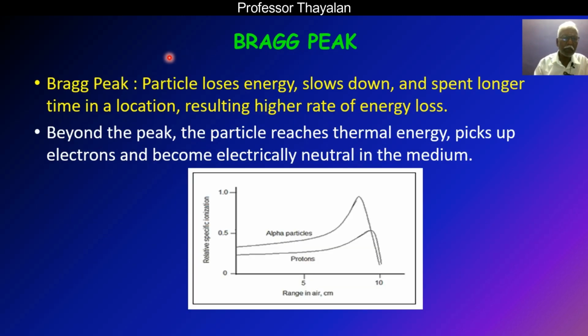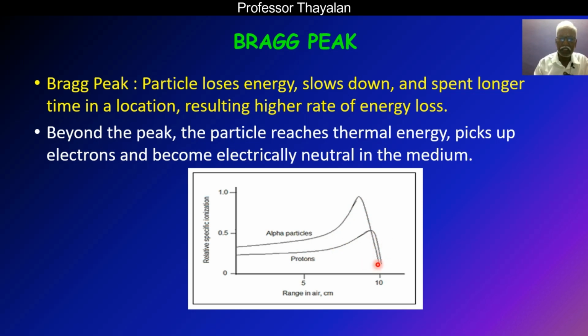Let us discuss what is Bragg peak. As the depth in the medium increases, the particle deposits energy slowly, and as it becomes slower it deposits more energy at a particular point, and it appears as a peak. This is called Bragg peak. The particle loses energy, slows down and spends a longer time in the location, resulting in a higher rate of energy loss as shown in the peak. The upper peak is for alpha particle, the lower peak is for proton. The alpha particle Bragg peak is bigger than the proton Bragg peak.